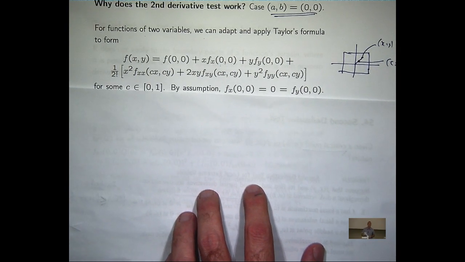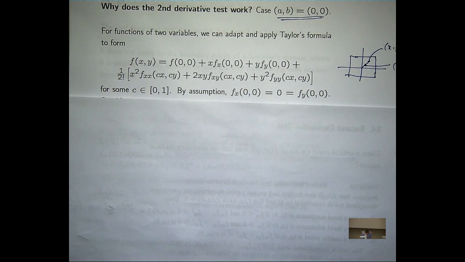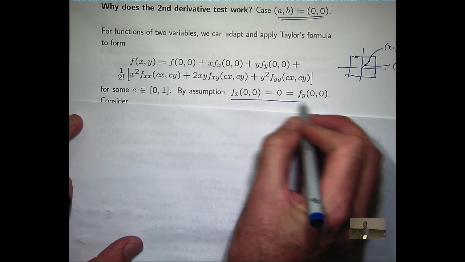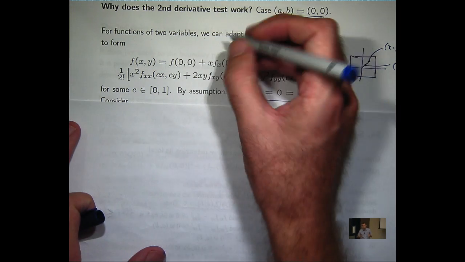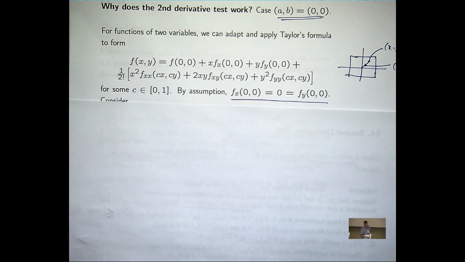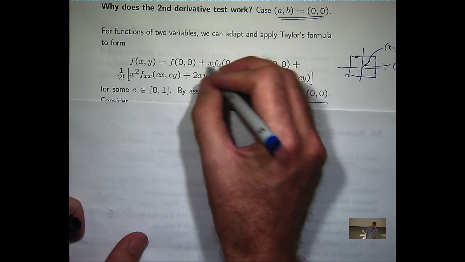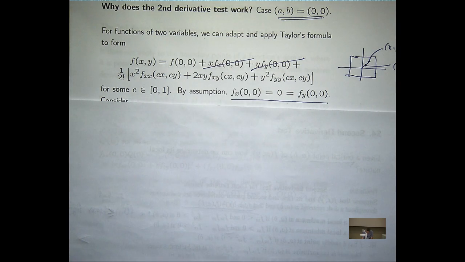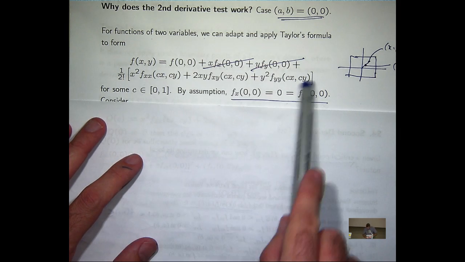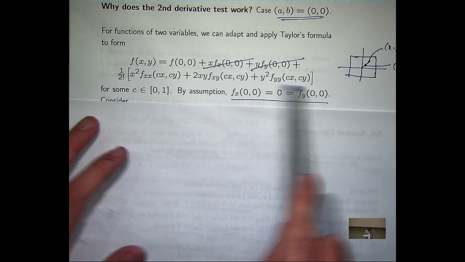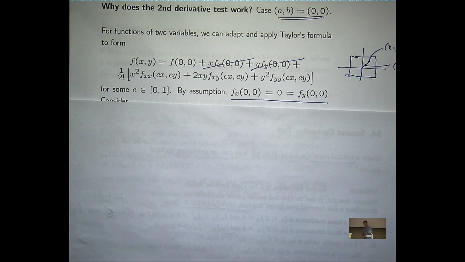Now, by assumption, at least in this setup, 0, 0 is a critical point, in the sense that both of these partials at the critical point are 0. So this whole thing's 0, this whole thing's 0, and so they just disappear. So I've got some sort of simplification. Now, this is the real crux of why it works. Let's think about this bottom term here, this messy bottom term. If that bottom term's positive, will 0, 0 lead to a maximum or a minimum?